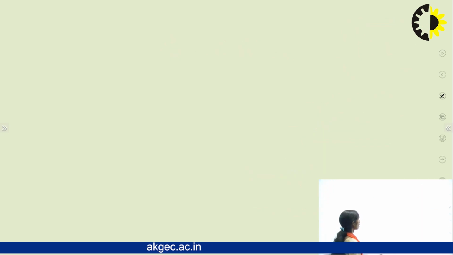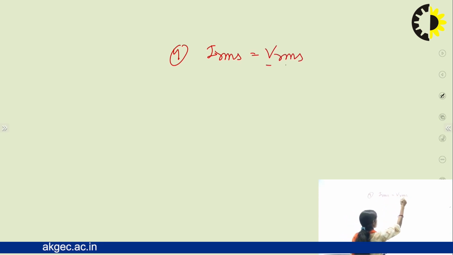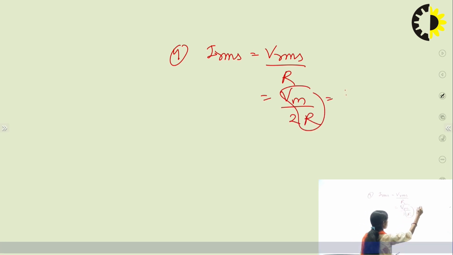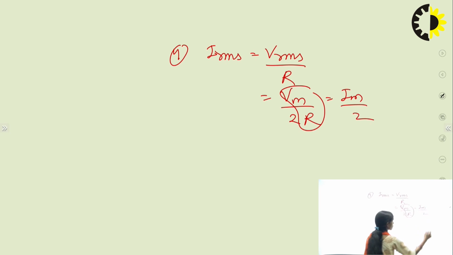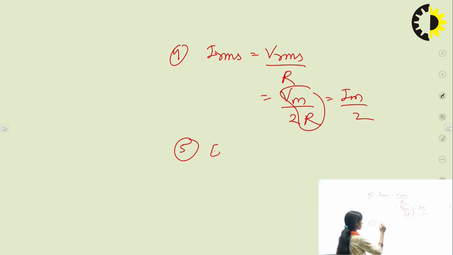Similarly, the fourth parameter, IRMS, can be given as VRMS divided by R. So this VRMS is Vm by 2, divided by R, so this can be written as Im by 2.